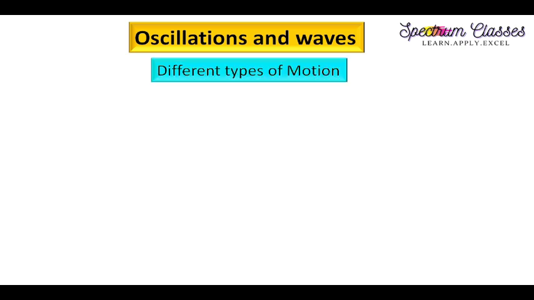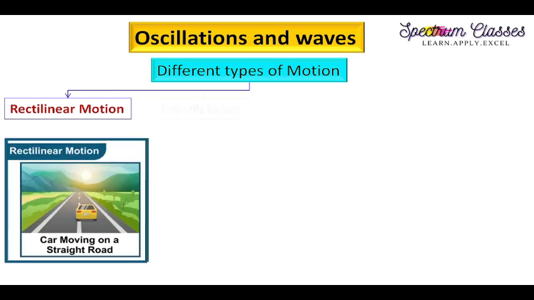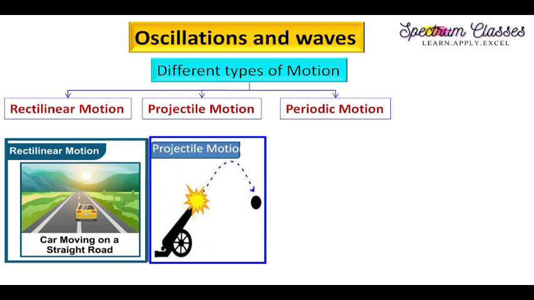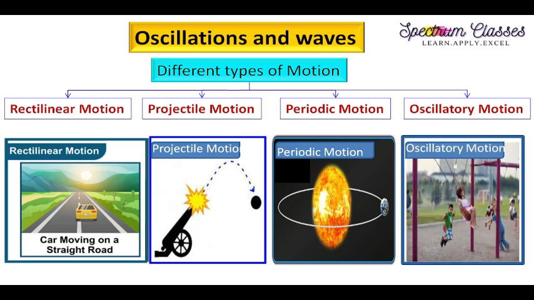In this video, we are going to discuss oscillatory motion. So, before discussing oscillatory motion, we must discuss the different types of motion, because oscillations are a special kind of motion, right? So here I have summarized a few different types of motion: rectilinear motion, projectile motion, periodic motion here, and the oscillatory motion. The examples are given here in pictorial form.